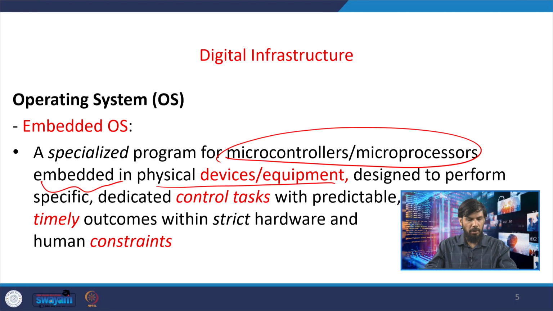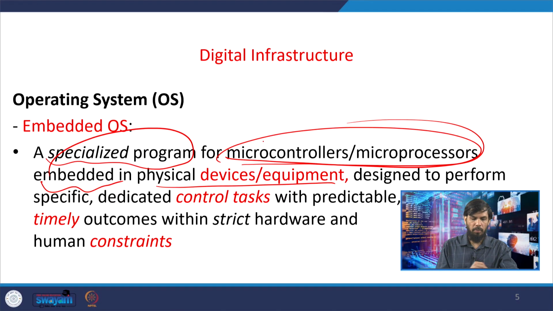So these are actually examples of embedded OS. An embedded OS is a specialized program for microcontrollers and microprocessors, and these are embedded in physical devices and equipment, including AC, refrigerators, and ATMs, and many other such examples. There are lots of examples, and we will talk about that in coming slides.